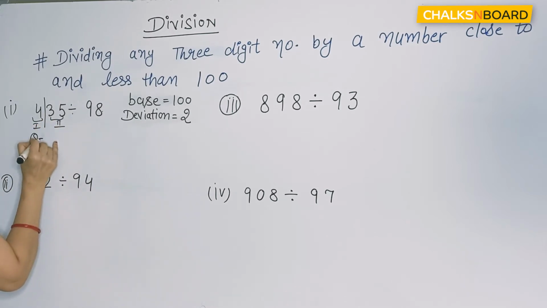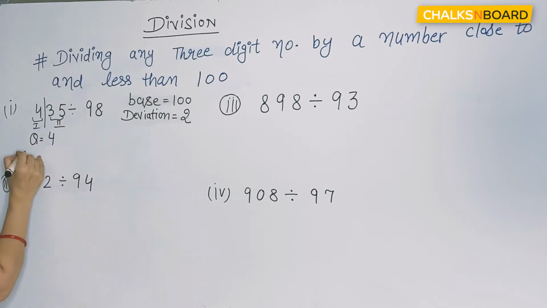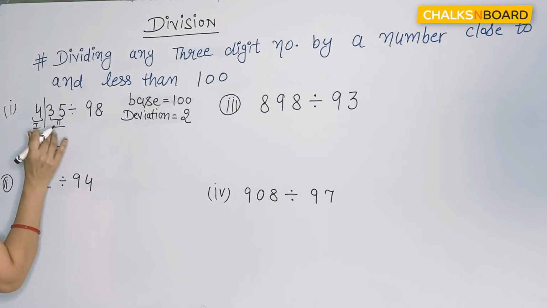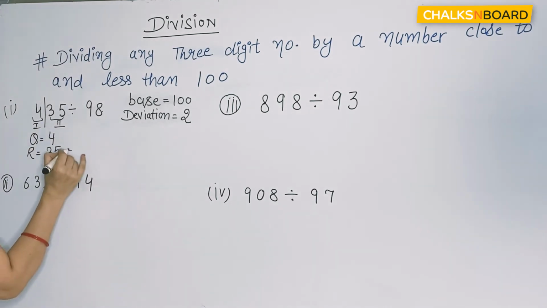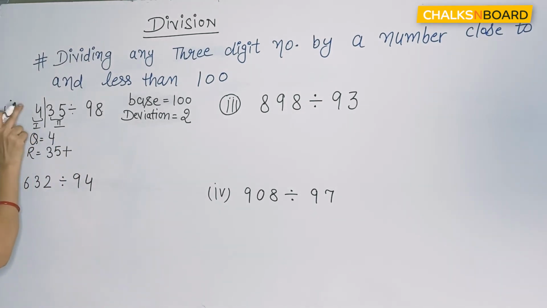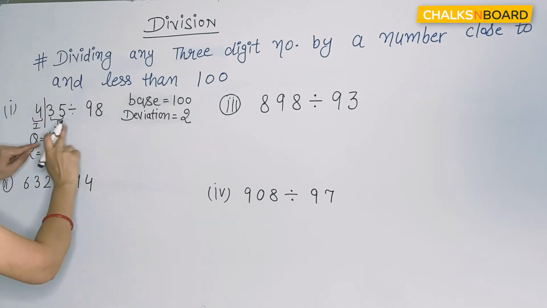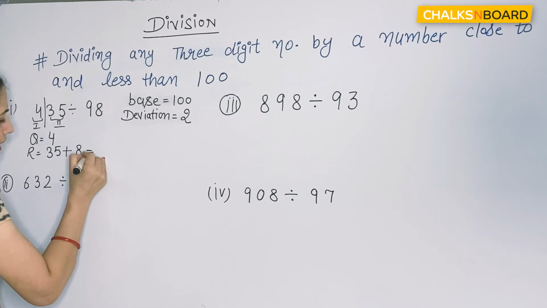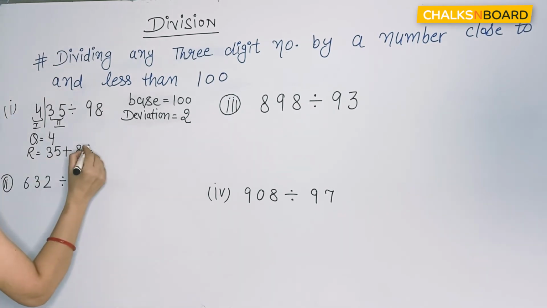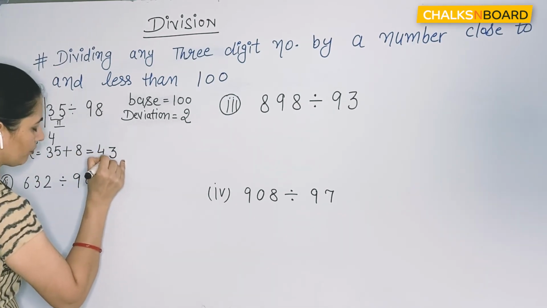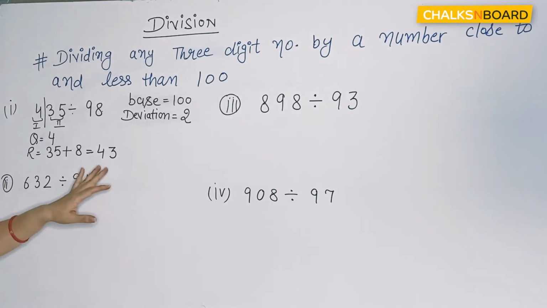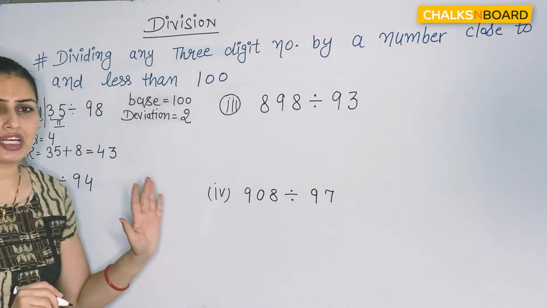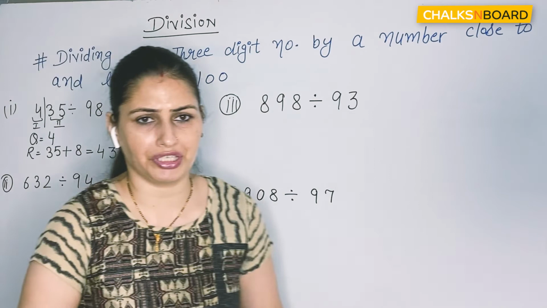Our quotient is the first part, that is 4, and our remainder is the addition of the second part with the multiplication of the first part, that is the quotient, with the derivation, that is 4 times 8. Now it will give 43. So 43 is our remainder and quotient is 4 for the first question.